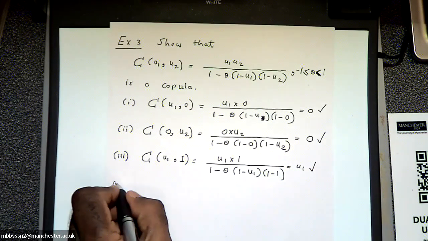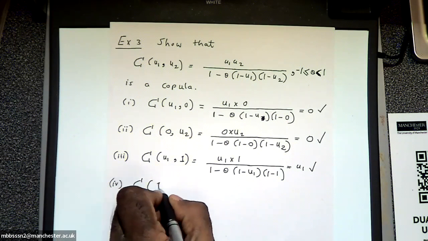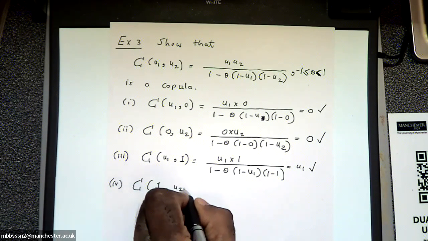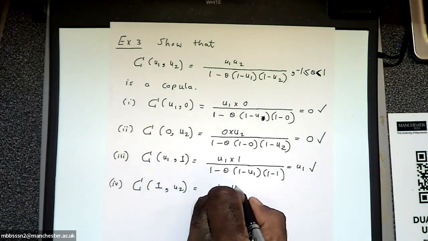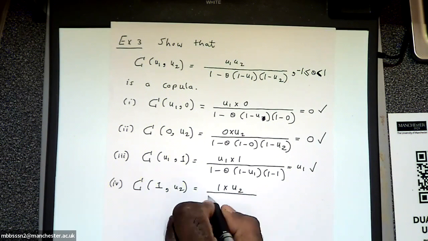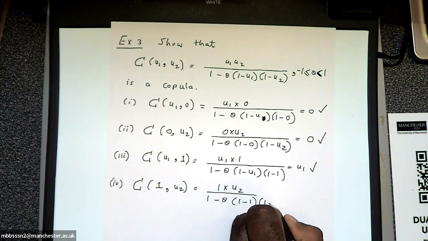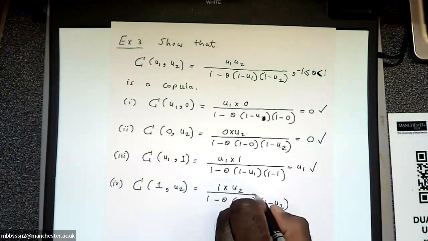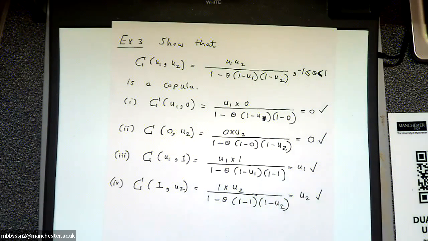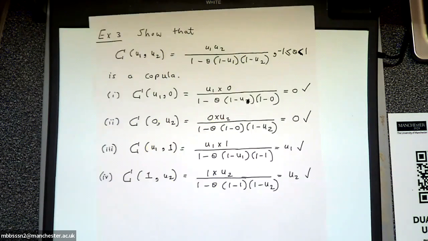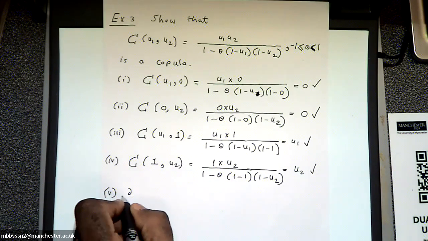And part 4 is you put U1 equal to 1. You get 1 times U2 divided by 1 minus theta times (1 minus 1)(1 minus U2). So you get this to be equal to U2, which is what you expect.